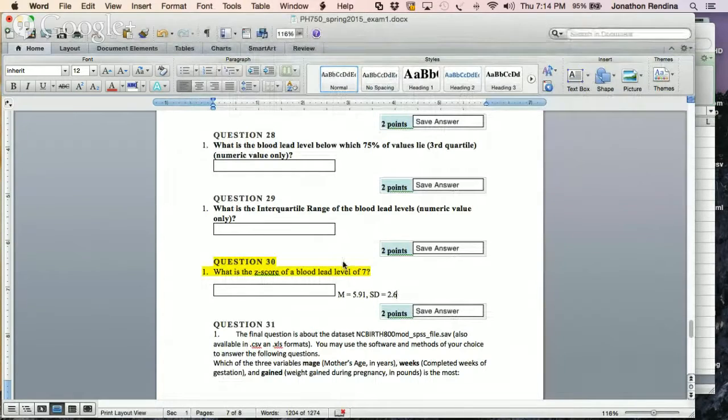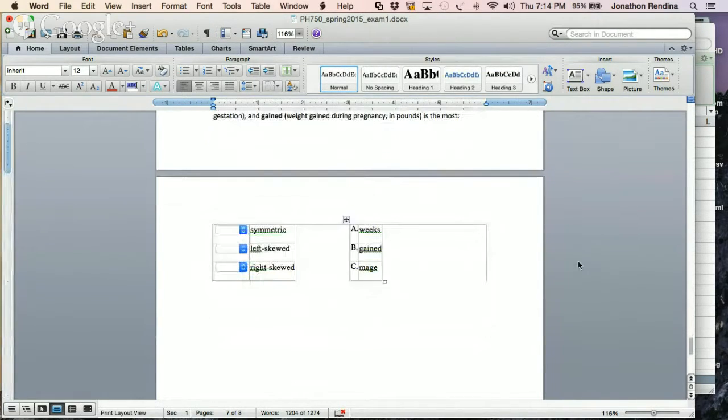So when you're thinking about z-scores, don't get too tripped up with the z-score table and figuring all of that stuff out. All you really are being asked is how many standard deviations away is this number from the mean, assuming that you have a normally distributed variable.